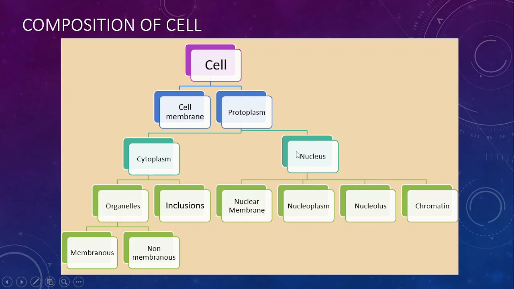The rest of the protoplasm, except for the nucleus, is called cytoplasm, which includes various types of inclusions and organelles. Some of these organelles are membrane bound and are called membranous organelles, like endoplasmic reticulum, Golgi apparatus, mitochondria, lysosome, and peroxisome. Some of them do not contain any membrane, so they are non-membranous, like ribosome, centrosome, cytoskeleton, etc. And here are the parts of the nucleus, as you can see.